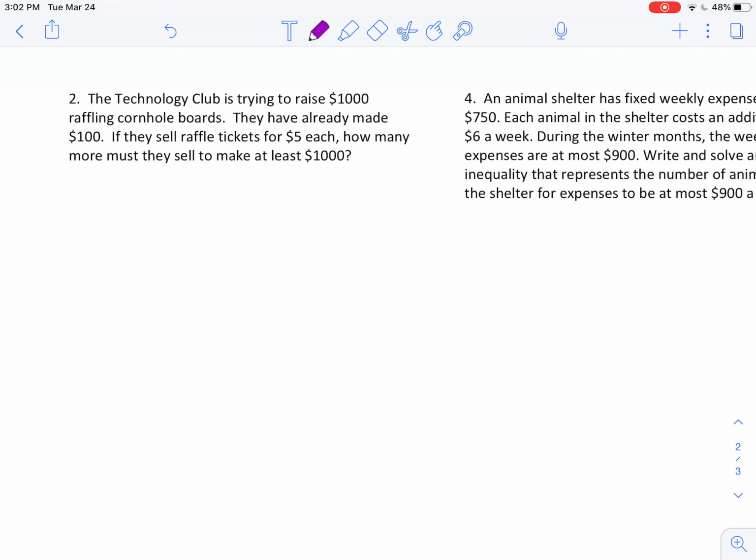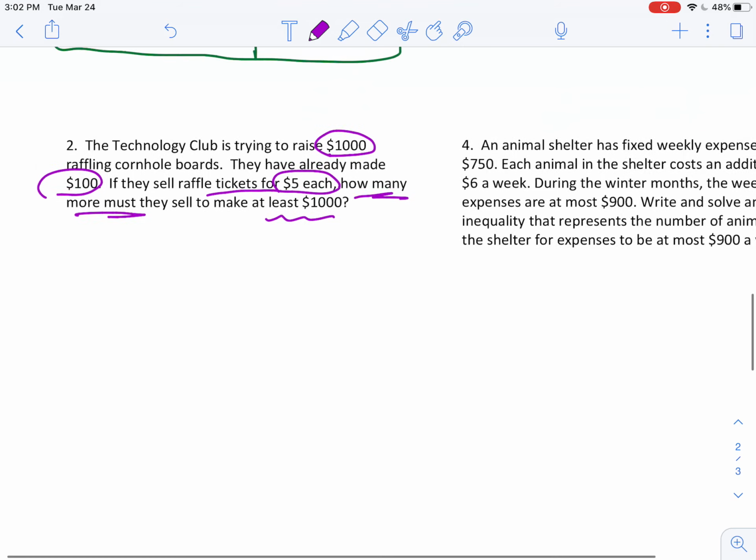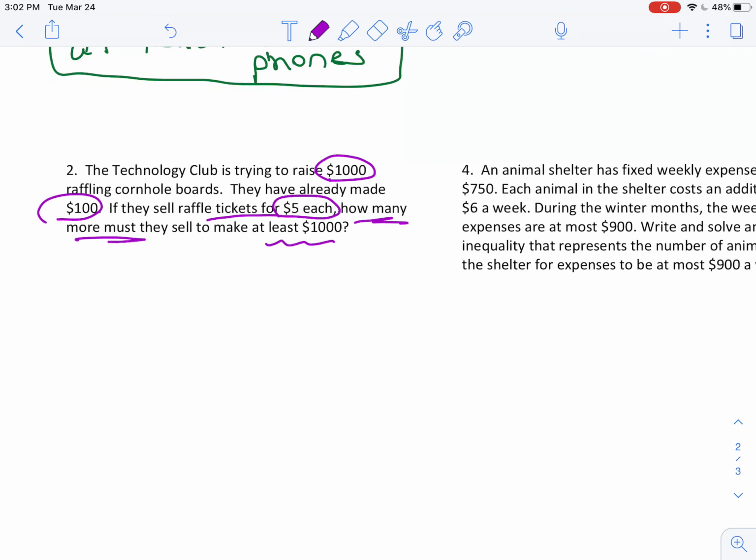All right, let's go down to number 2, the Technology Club. The Technology Club is trying to raise $1,000 raffling cornhole boards. That's that new game. They have already made $100, and they're selling raffle tickets for $5 each. How many more must they sell to make at least $1,000? So, what do they want to know? They want to know the number of tickets.